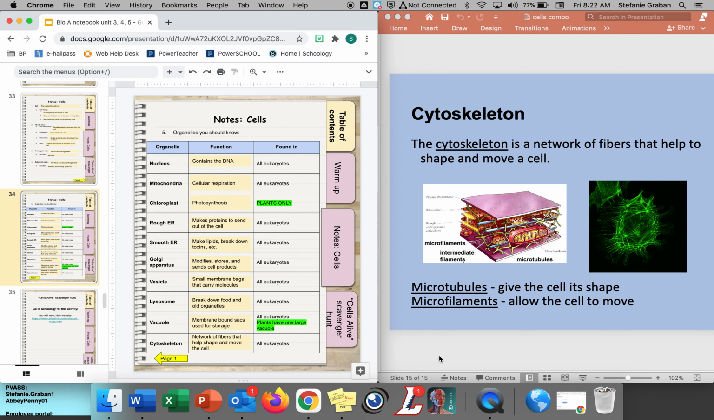If you're familiar with flagella, like what comes out the back of a sperm, that's part of the cytoskeleton. Familiar with cilia? That's part of the cytoskeleton. There's lots of things the cytoskeleton does.